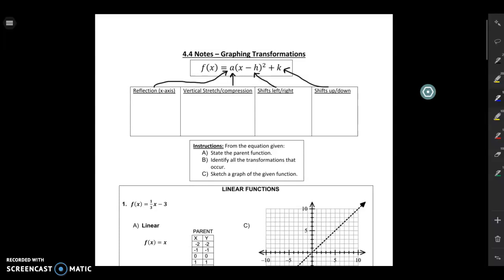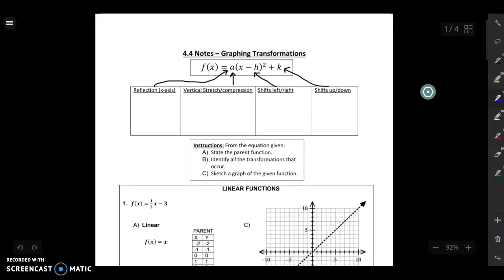Okay, in today's lesson, we are going to be putting everything we know about parent functions and transformations together to graph transformed functions. So we're going to start just by reviewing a little bit. Remember, this f of x equals this long equation here is a very general form of what a function can look like when it's transformed. So let's just review how we get certain transformations.